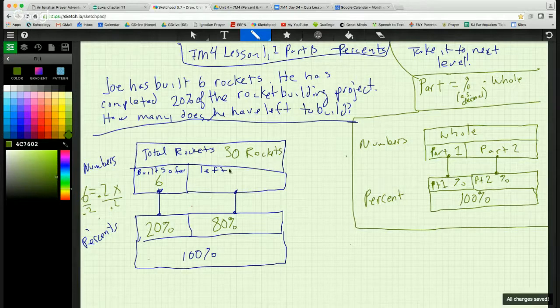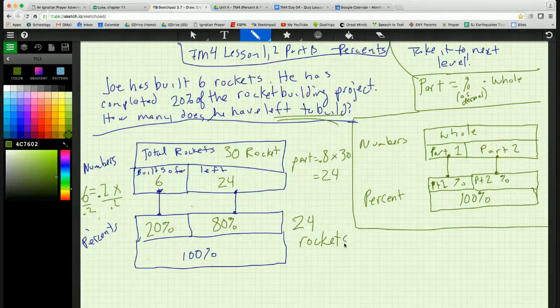So now we can do 2 ways to find out what's left. The easy way is just to say, well, 6 built so far, and what's left has to equal 30. So this is 24. But if you like to do part equals percent times whole, you could have said part equals percent, 0.8, times whole, 30, equals 24. Either way, you get to 24. How many rockets does he have left to build? He has 24 rockets left to build.